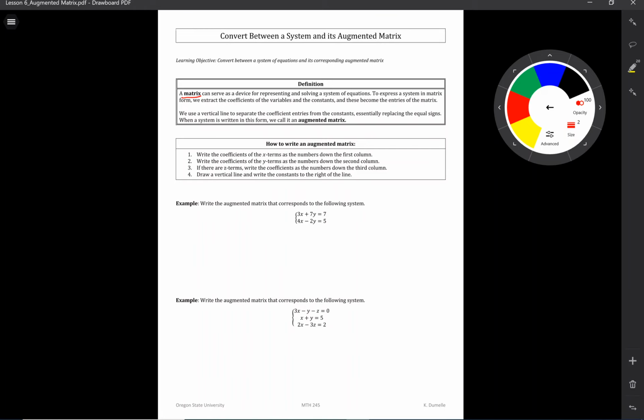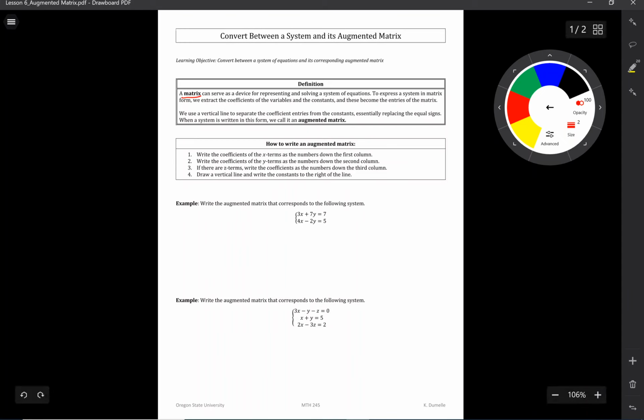So how do we write a matrix in augmented form? Well, we first write the coefficients of the x terms as the numbers down the first column, that's a vertical column, of the matrix. Then I write the coefficients of the y terms as the numbers down the second column of the matrix. If there are z terms, which we will have sometimes if we have 3 equations, we write the coefficients as the numbers down the third column. Then we draw a vertical line and write the constants to the right of the line.